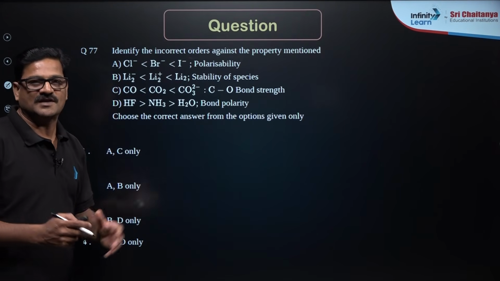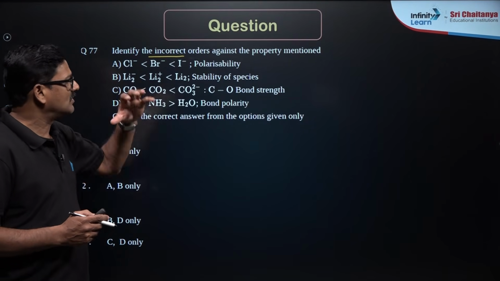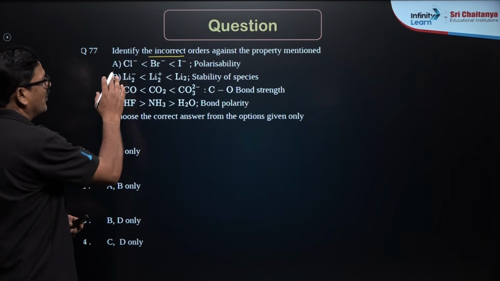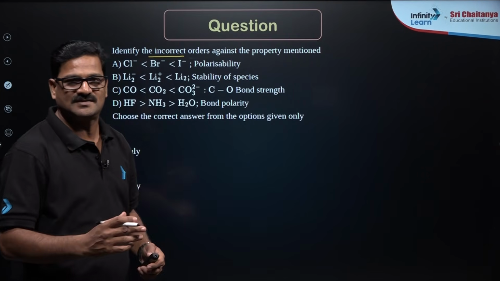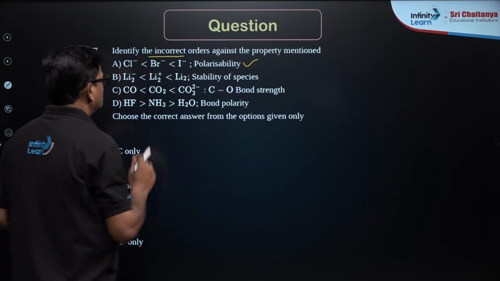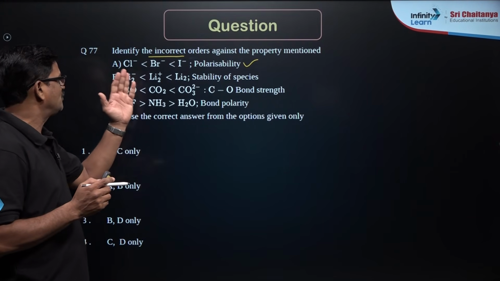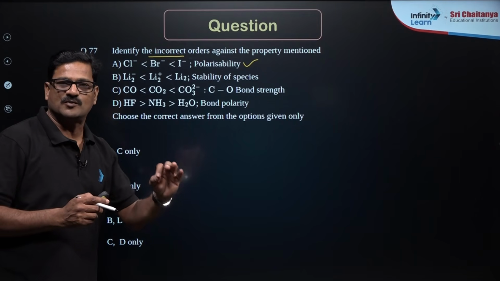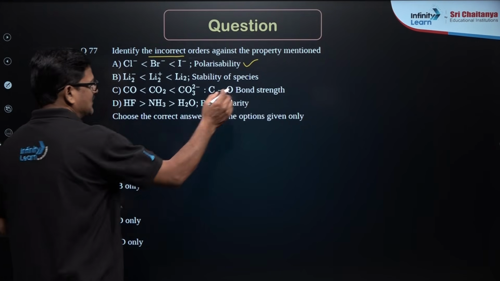Students, this question is from chemical bonding: identify the incorrect orders against the property mentioned. Here it is given polarizability. As the size of anion increases, polarizability increases. Therefore, I minus, Br minus, Cl minus, correct. And you can see stability of the species Li2 plus, Li2 minus. Stability is directly proportional to the bond order, which we can calculate by Nb minus Na by 2. So this is also correct.